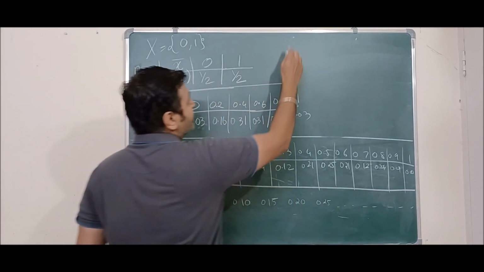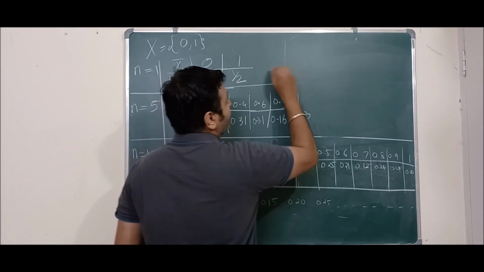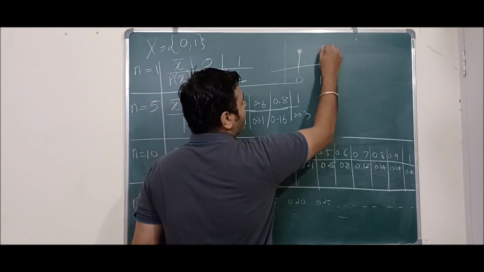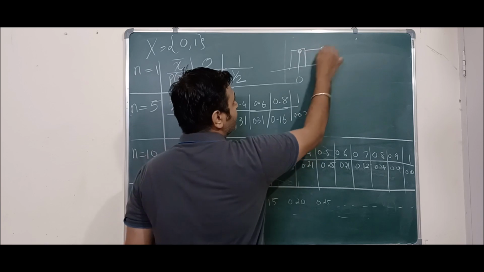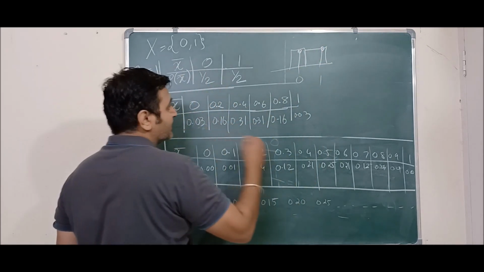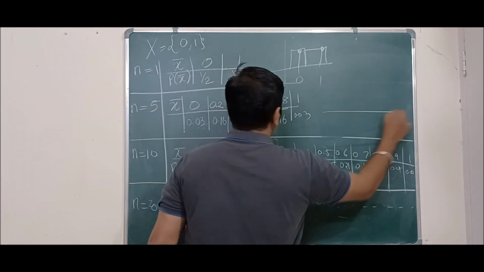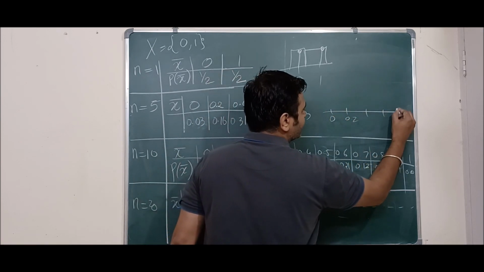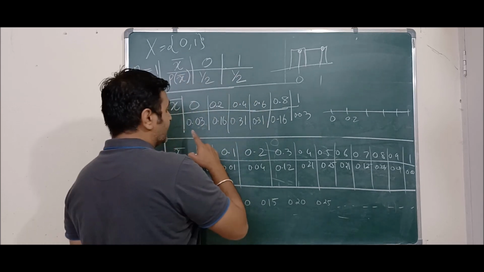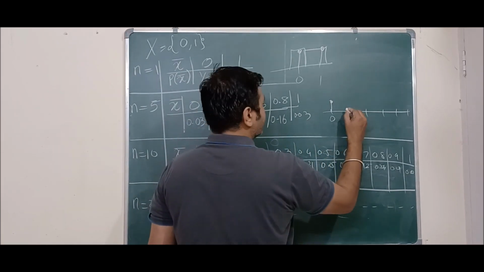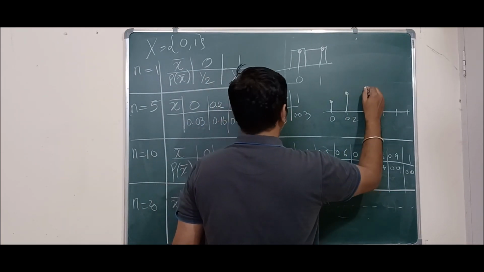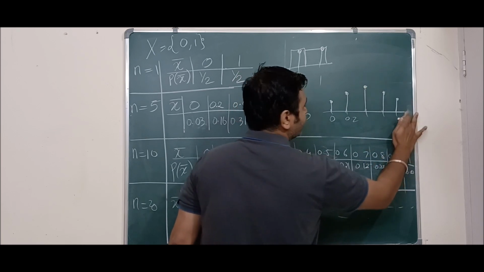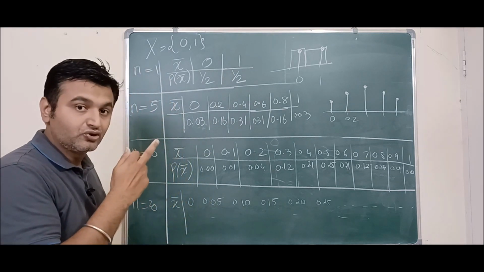Now what is the sampling distribution for this? Let me draw this, 0 and 1. 0 takes probability 1 by 2 and 1 takes 1 by 2. So this is uniformly distributed. What about this? If you take 0, 0.2, 0.4, 0.6, 0.8 and 1, this takes 0.03, 0.16, 0.31, 0.16, 0.03. You can see it's almost normal.